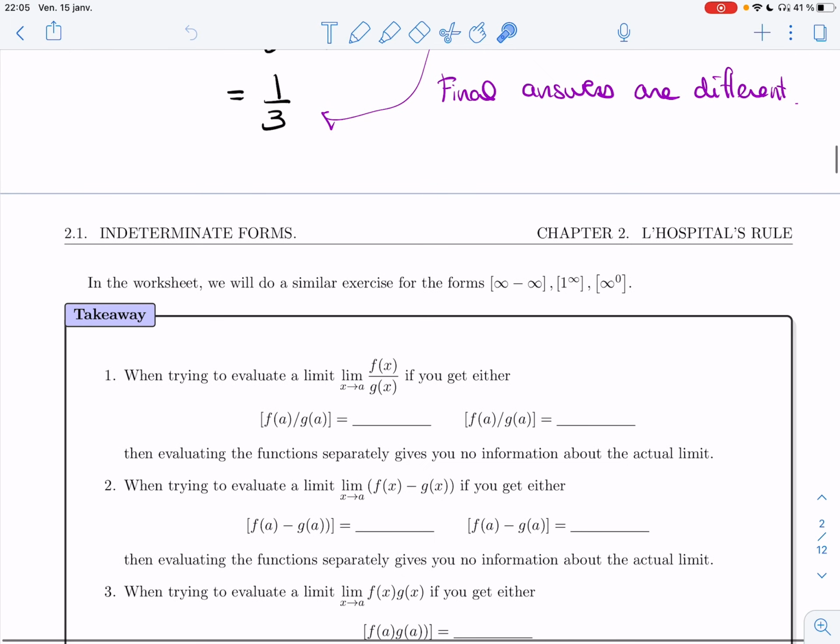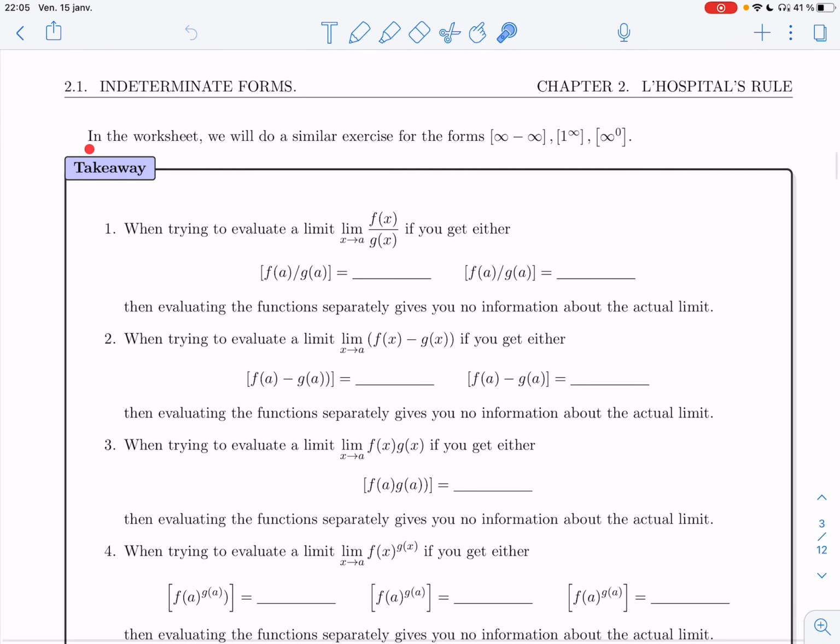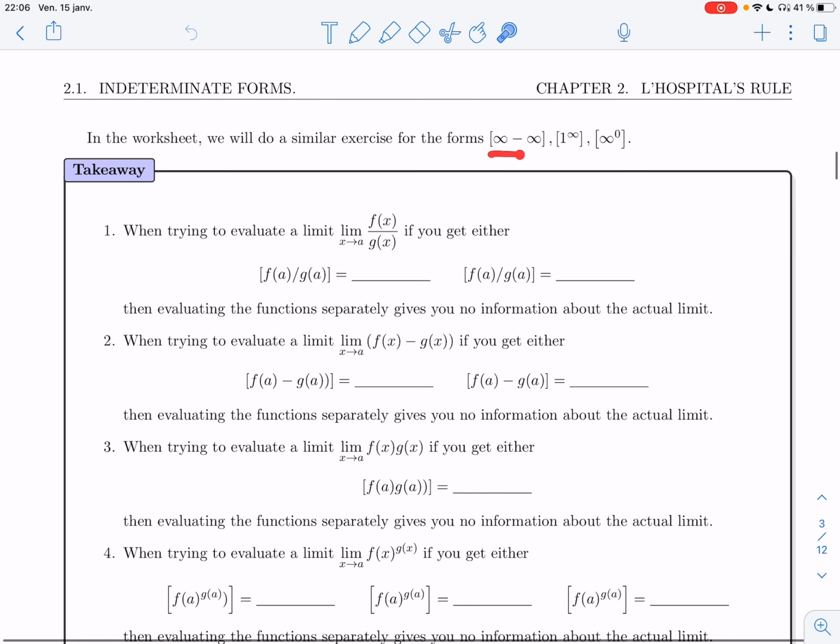Right, so let's put this together. In the worksheet, we'll do similar exercises, similar examples, but for limits of type infinity minus infinity, 1 to the infinity, and infinity to the 0. So again, if you get something like one of these three forms by evaluating your functions, you will not be able to conclude. You'll have to do some simplification. All right, so let's put that in the takeaway.